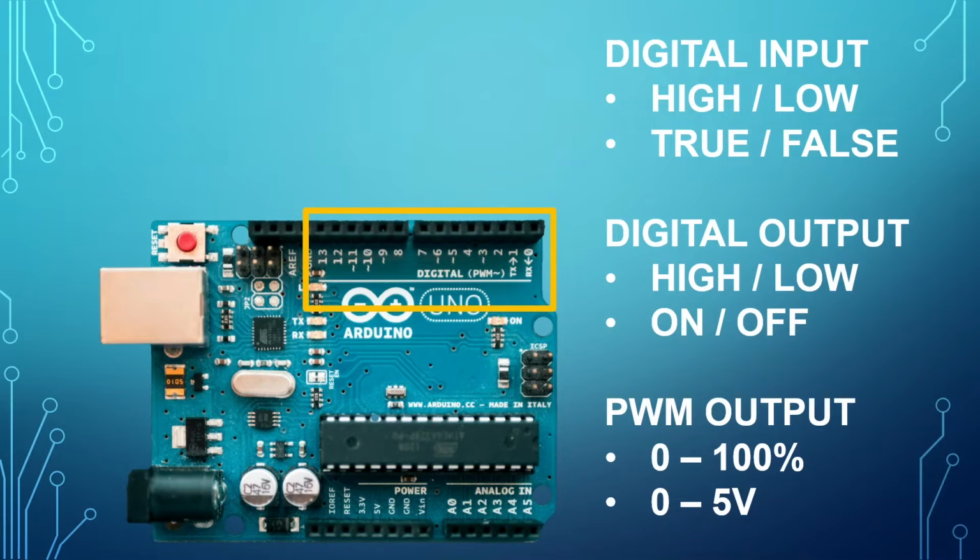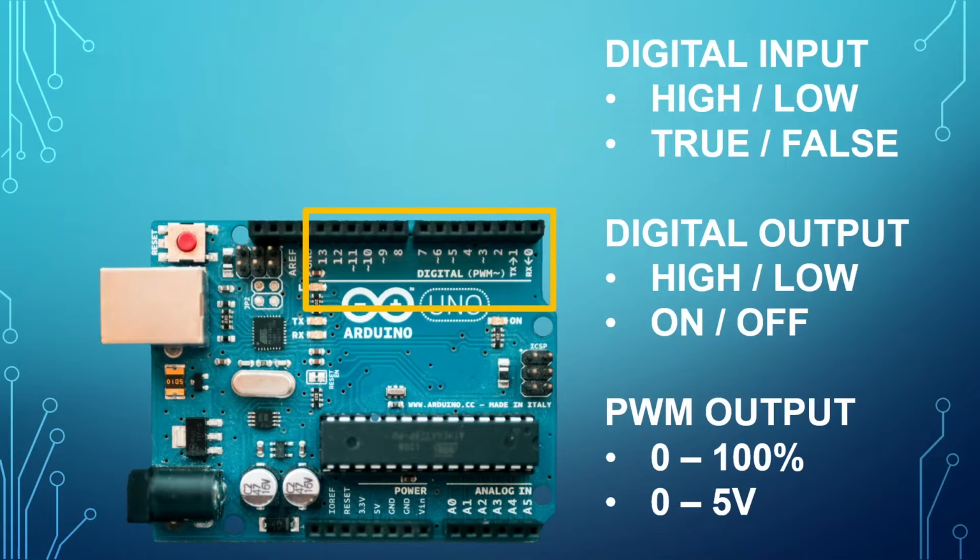As input, they detect either a high or low voltage signal. This can be thought of as a true or false. A typical digital input might be connected to a button or switch. As outputs, these pins can be used to source high, or 5 volts, or low, as 0 volts, or in other words, on or off. A typical digital output might be connected to a relay to turn something on or off.